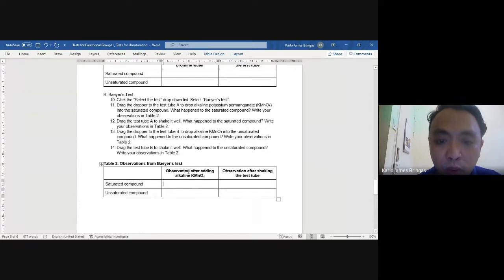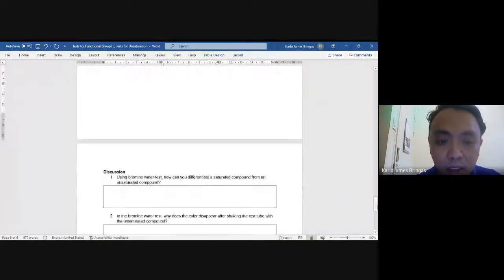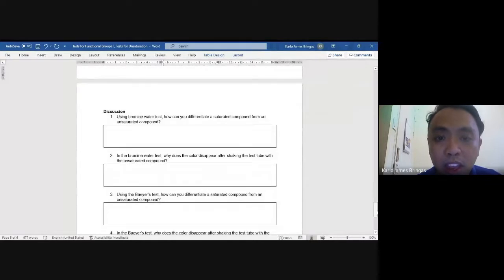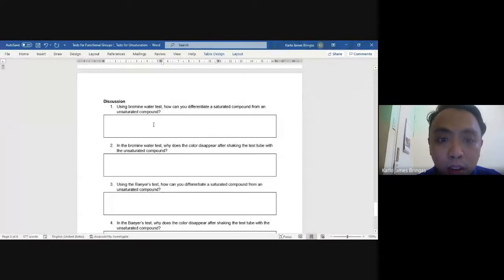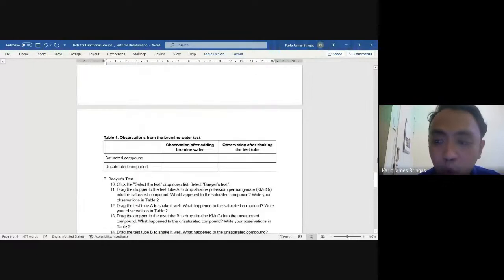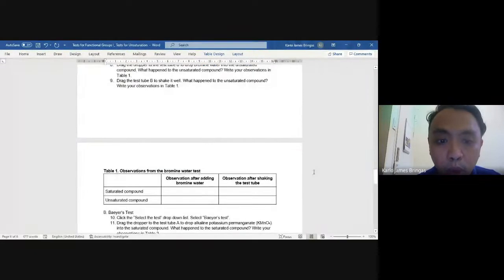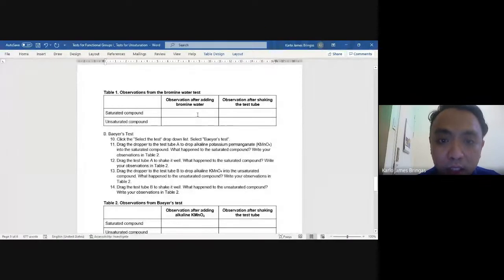So what have you observed after adding the alkaline potassium permanganate? And what did you observe happened after shaking the test tube? So you have to fill in this table right here. So that's for your data. So once you're done filling in the data, by the way, you can just assign 2 people to do the bromine water test and the Bayer's test. So they can fill this one up.